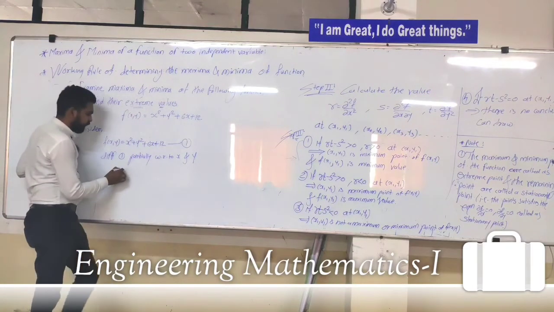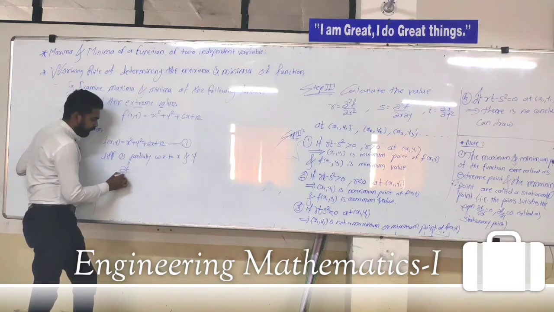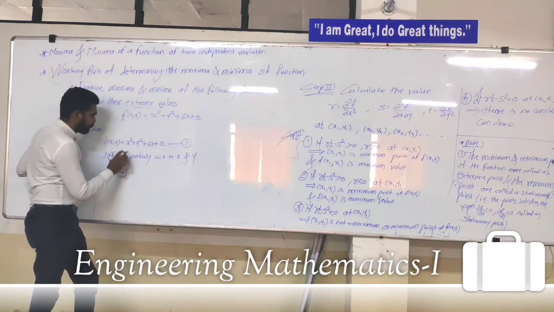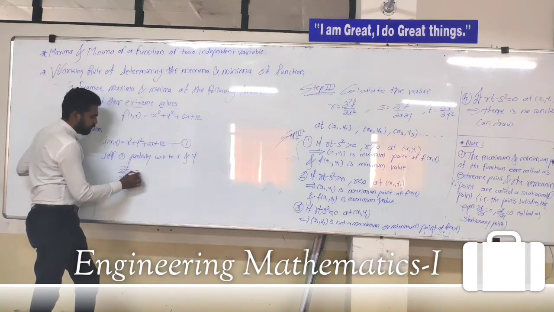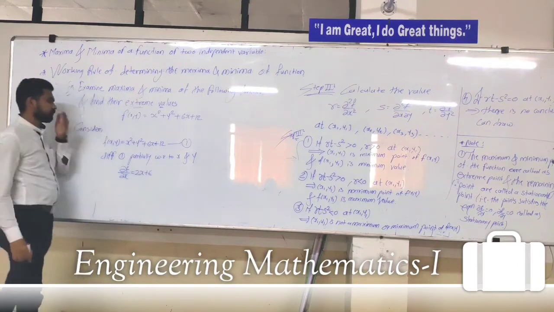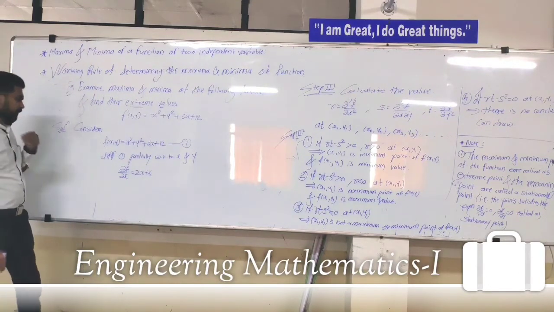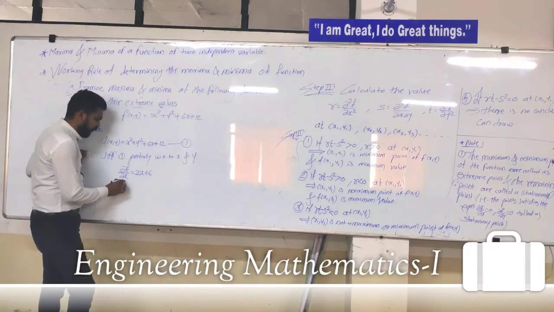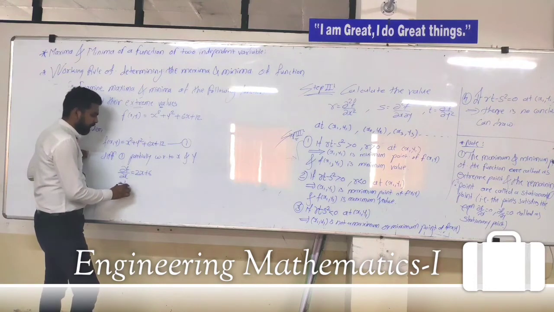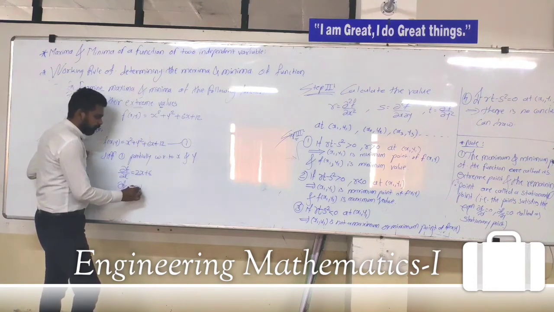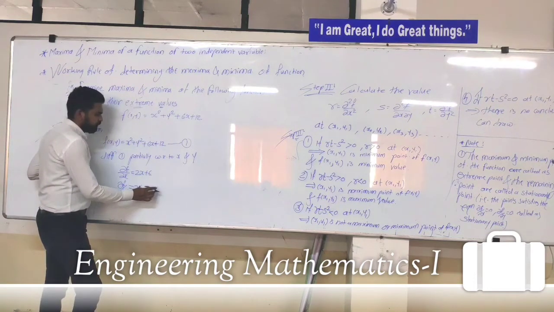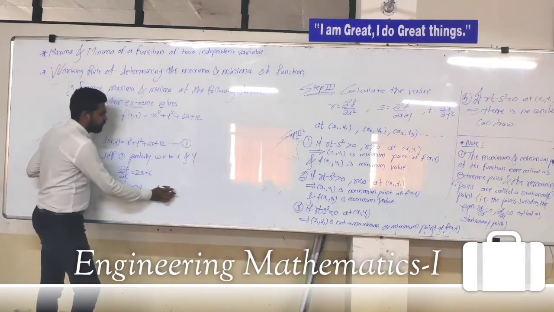So with respect to x if differentiated, we get ∂f/∂x, and that is 2x plus 6. And with respect to y if differentiated, we get ∂f/∂y is equal to 2y, only 2y.